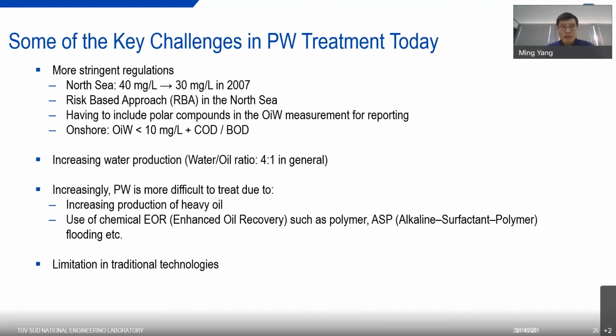At the same time, we are seeing increasing water production. On average, worldwide, we are looking at 1 portion of oil produced to 4 portions of water. In places like the United States, it's 1 portion of oil to 7 portions of water. And in Oman, it's even worse, 1 portion of oil to 10 portions of water.